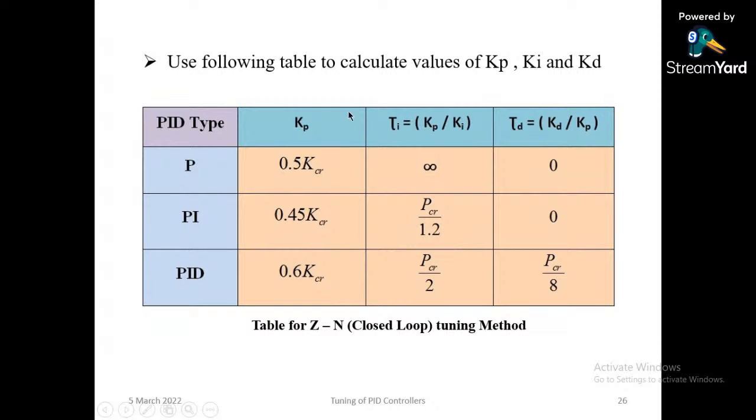Please don't ask me how they have derived this table. कसं derive केलं ते त्यांनाच माहिती. So PID, if you are using a PID controller, Kp will be given by 0.6 times KCR. Tau I will be PCR by 2, tau D will be PCR by 8. Remember, you must have the KCR and PCR values, right? जर हेच मिळत नसतील PCR, you cannot use this method.